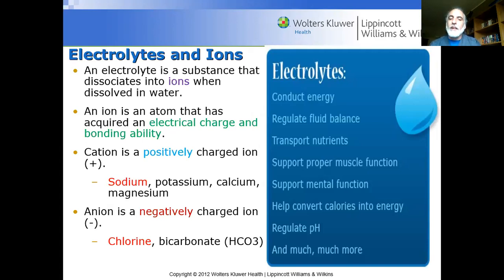So cations, positively charged. You've got sodium. Note it's in red. It's fairly important. Potassium, though not in red, still fairly important. Calcium and magnesium, these are all cations. They're positively charged. Anions, negatively charged. So we've got chloride and bicarbonate. Bicarbonate is a molecule in itself, which has an electrical charge.